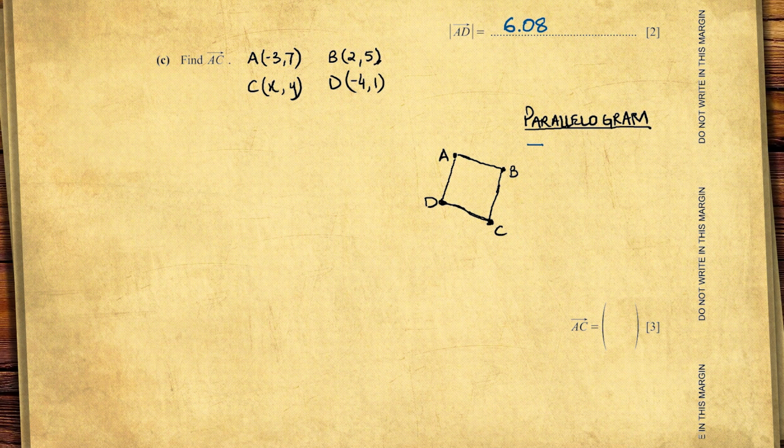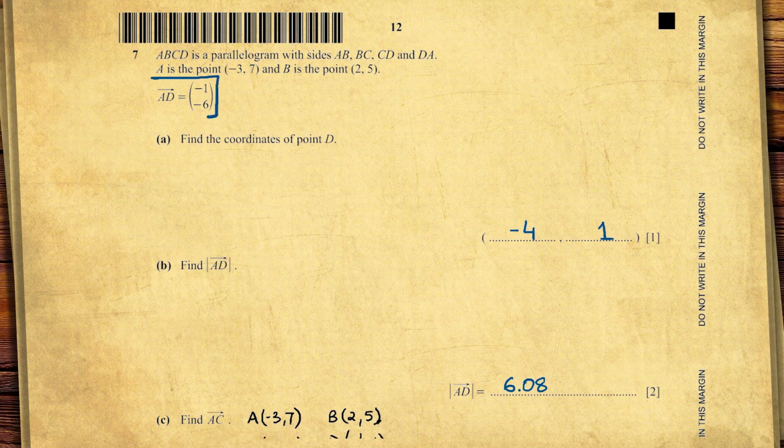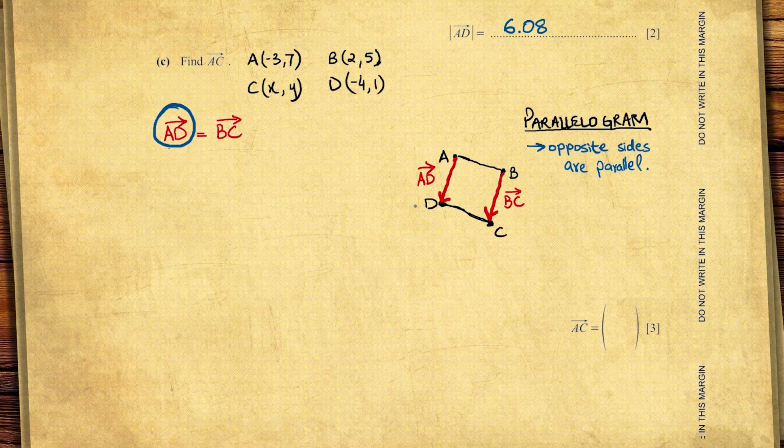And in a parallelogram, opposite sides are parallel. And that means this side AD will be parallel to BC. So the sides AD and BC will be parallel sides, and that means the vector AD will be parallel to the vector BC. And these two vectors will be equal to each other because they are parallel and they are equal in length. And we are given the vector AD in the question. The vector AD is -1 and -6. So that means AD is -1 and -6. And because AD is parallel to BC, BC will also be equal to -1 and -6. Let me explain to you why.